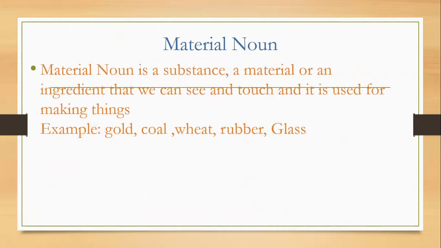Now we move to the next slide, that is about material noun. What is a material noun? Material noun is the name of matter or substance out of which anything can be made. It is a substance, a material or an ingredient that we can see and touch, and it is used for making things. Gold, coal, wheat, rubber, glass.